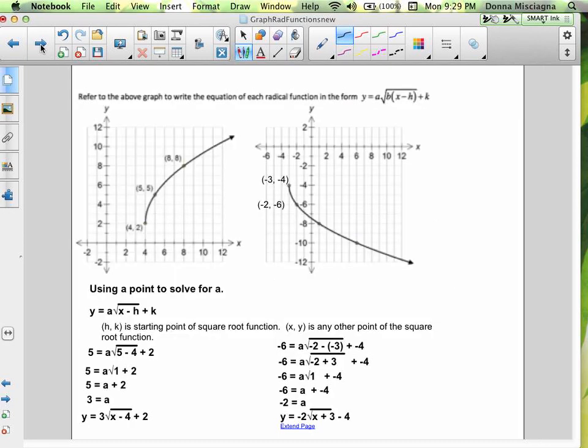The first one is in your notes and it's all set up. So I'm going to go through the steps, and then we're going to do it again with 2 different points. All right, so you're using a point to solve for a.